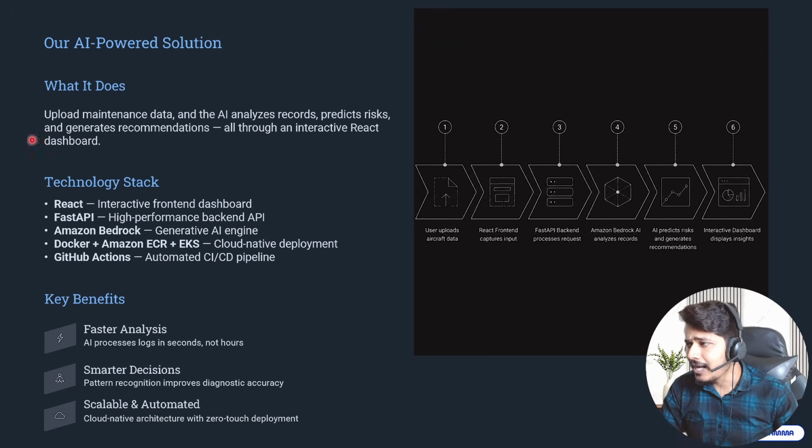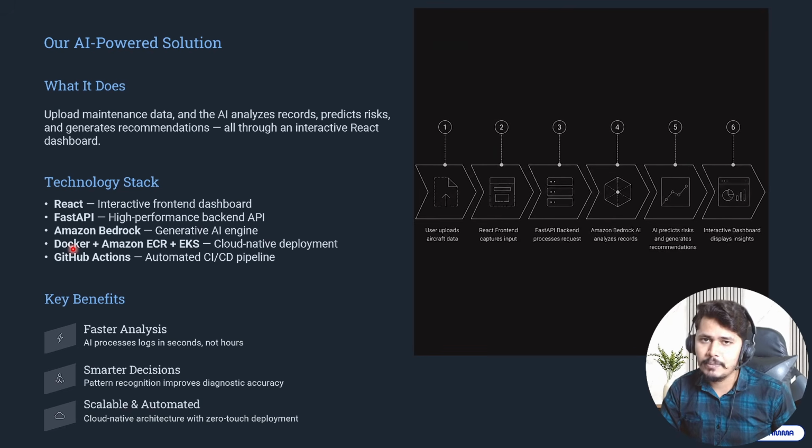quickly. And we have already seen the technology stack: React for the front end, FastAPI as a high performance backend API, Amazon Bedrock to consume the large language model, Docker in order to containerize the application, Amazon Elastic Container Registry in order to host our Docker image, and then EKS, the Kubernetes service from Amazon, in order to deploy the application. So these are the cloud native deployments that we are going to use.